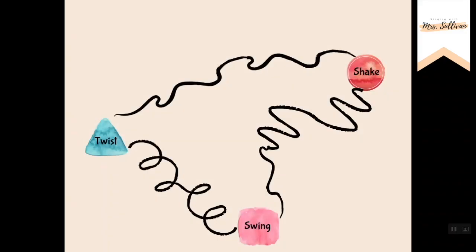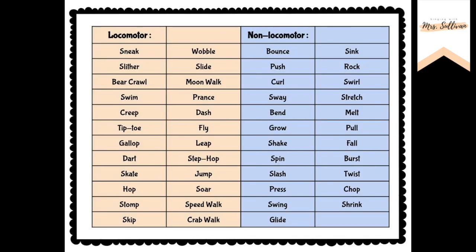Now that our shapes have their own actions, we need to pick some actions for our lines. And for our lines, we are going to be using locomotor movement words. Locomotor movements are movements that move around the room. For example, creep, slide, and soar. Using the list provided, I would love for you to pick 3 different locomotor movements and assign them to your different lines now.